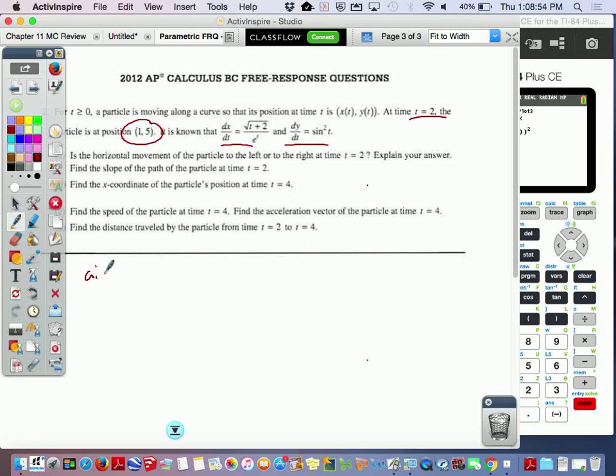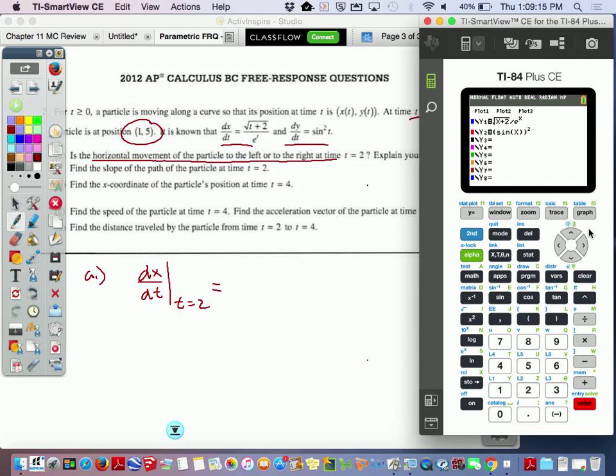So part A, it says, is the horizontal movement of the particle to the left or the right at time t equals 2? Horizontal movement is all about dx dt. So we need to figure out what dx dt is at t equals 2. If this is positive, it means to the right. If it's negative, it means to the left. So what I've done is I've set up the x prime of t and y prime of t in the calculator. I just want you to take note at putting in y prime of t. Watch your parentheses. You're squaring all of sine of x.